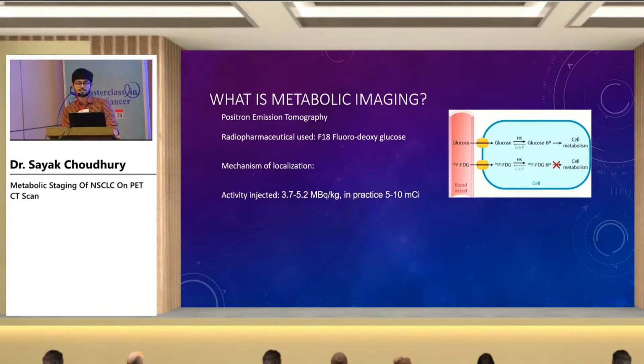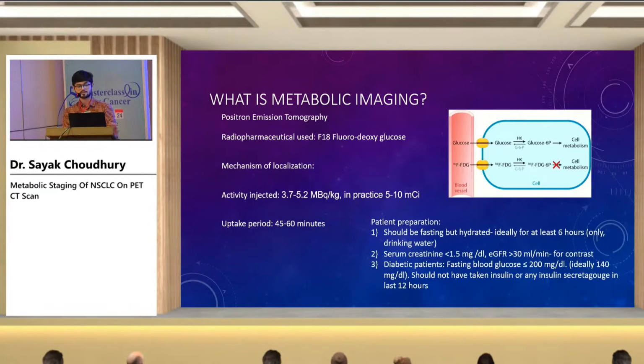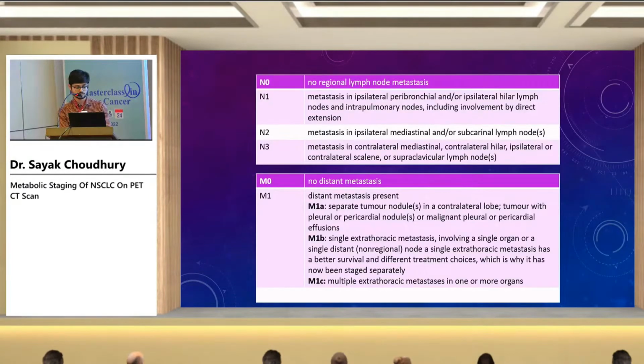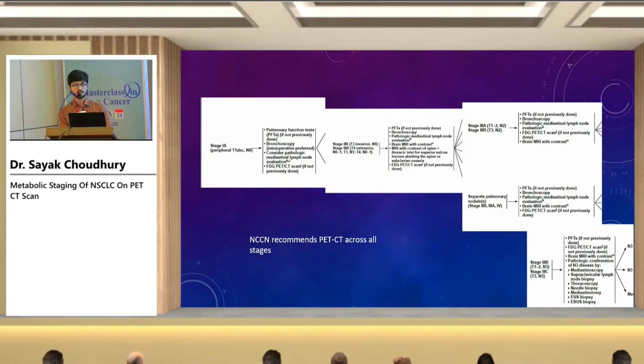So the activity we inject is 3.7 to 5.2 megabecquerel per kg, and after 45 to 60 minutes, we take a scan. This is the patient preparation that we follow. And staging we all know, and I'll not go into detail. NCCN recommends PET-CT across all stages of lung cancer because PET-CT unearths at least 20% occult metastasis depending on the stage overall. So it is important.